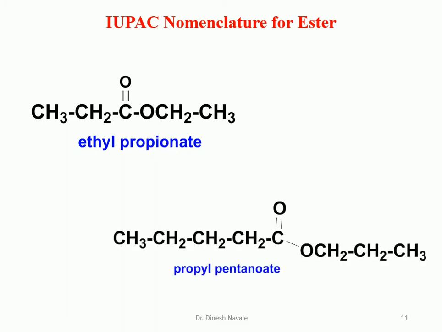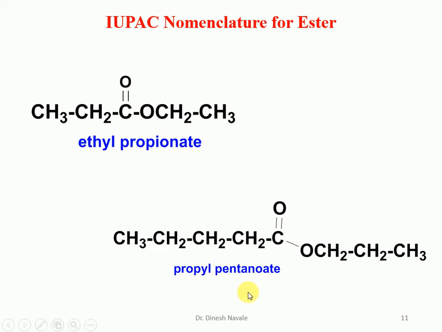For the next structure, we have to see that an ester is made up from a carboxylic acid as well as an alcohol. The alcohol is the alkyl group part. So here, in this structure, the alkyl part will be the propyl group, so it is written as propyl, and the alkanoate part belongs to the acid. There is a chain of 1, 2, 3, 4, 5 carbon atoms, so it becomes pentanoate. So the IUPAC nomenclature becomes propyl pentanoate.